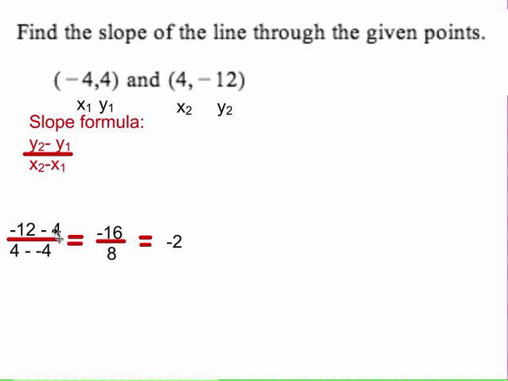Negative 12 minus 4 is negative 16. 4 minus a negative 4 is positive 8. Negative 16 divided by a positive 8 is a negative 2. So the slope of our line is negative 2. That means we're going 2 units down for every unit right.